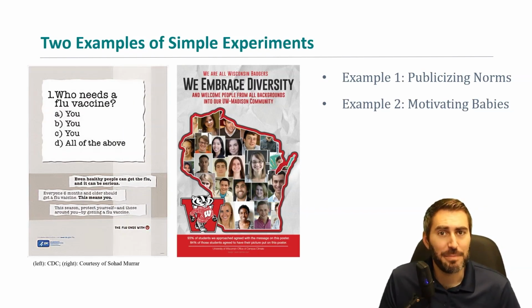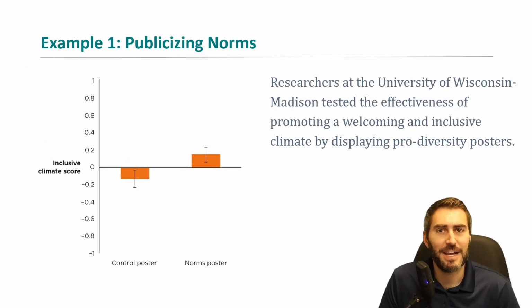All right, let's start off by looking at two simple experiments. We're going to look at an experiment that examined the effect of publicized norms to see if it makes a campus climate more inclusive. And then we'll look at a really neat study on how we go about motivating babies to keep trying when performing a difficult task. Let's look at the first example here.